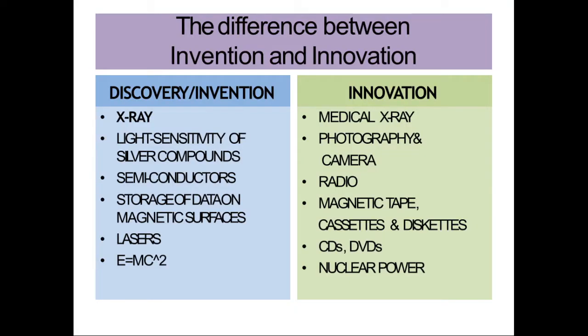So here's the difference. Here are discoveries or inventions, and here are the equivalent innovations. Let's say, for example, X-ray is an invention, and the innovation is turning this invention into something that is productive, let's say medical X-ray. The discovery of light sensitivity of silver compounds led to photography and cameras. And from the discovery of semiconductors, we have radios. Innovation. So using these conductors, we have created radios.